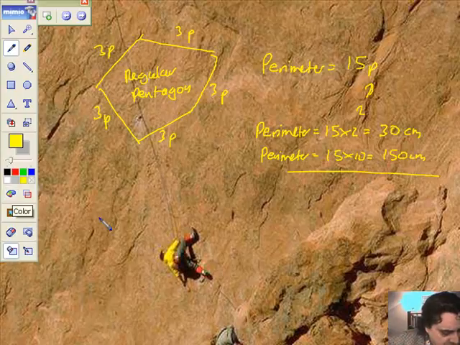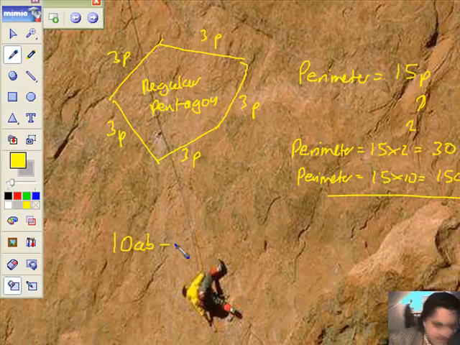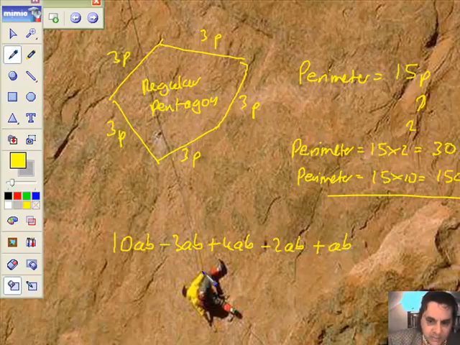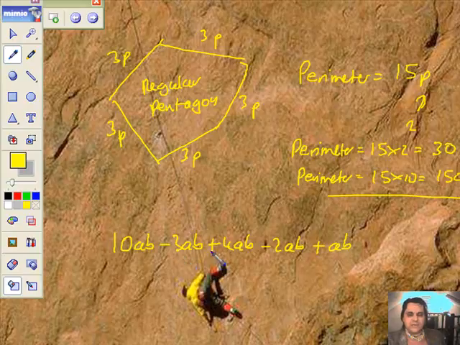Question 4 I think I'll do, simplify these, so let's do a dodgy one. I've got 10ab minus 3ab plus 4ab minus 2ab plus an ab. Well, okay, here we go. They're all the same thing. ABs all over the place. So 10 take away 3 is 7. 7 plus 4 is 11. 11 take away 2 is 9. 9 plus 1 is 10. All together I've got 10 lots of A times B. 10ab. There's nothing fancy whatsoever.